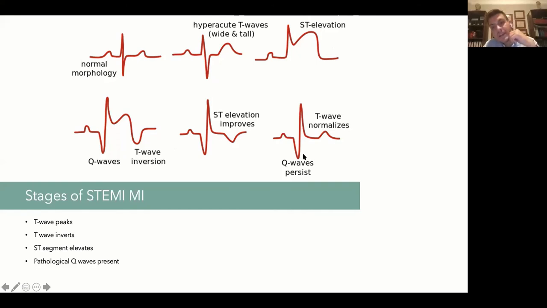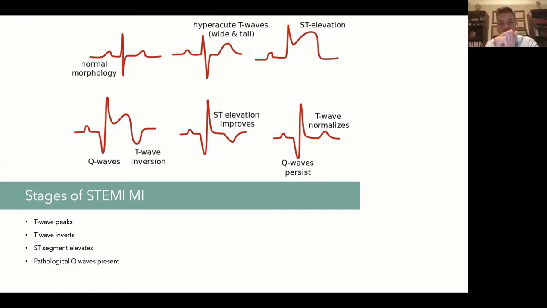And here at the end, you have the presence of pathological Q waves, which means that the myocardium is actually dead. The presence of a pathological Q wave is actually like a stamp. It always lets the doctor know that the patient has gone through a STEMI MI. Okay, guys, so does everyone understand how this will evolve during time?